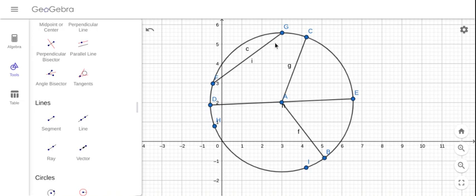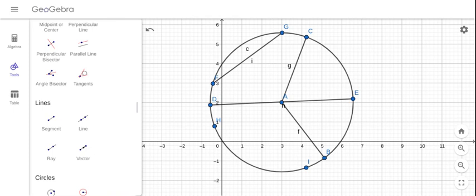Now, any chord will divide the circumference of a circle into two sections. These two portions of the circumference are called arcs, right? If we focus on chord FG, this has divided the circumference into two sections. One section is a smaller part of the circumference, and the other is a larger part. The smaller part is called the minor arc, and the larger part of the circumference of a circle is called the major arc. I hope you understood this concept about arcs.